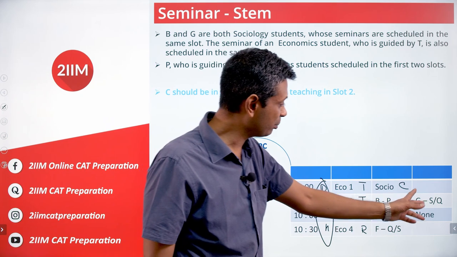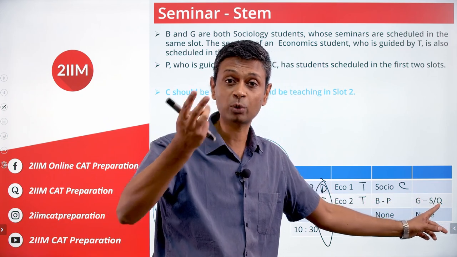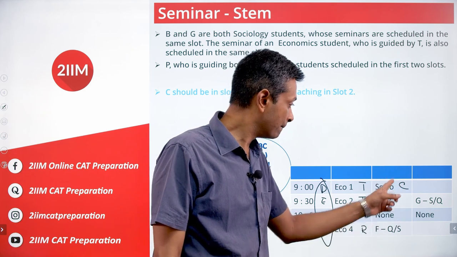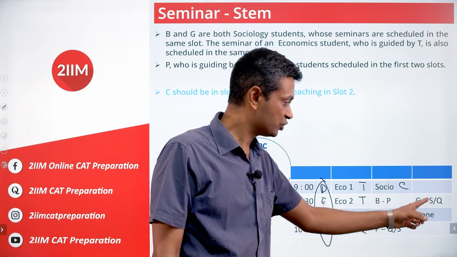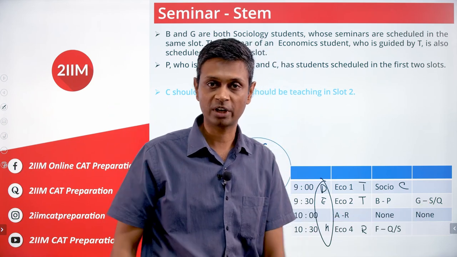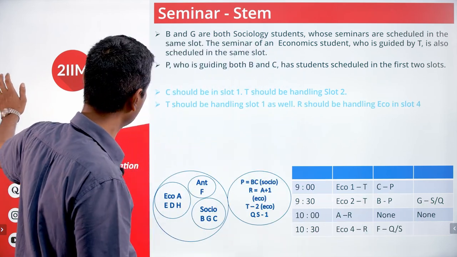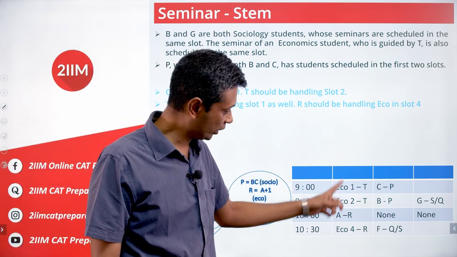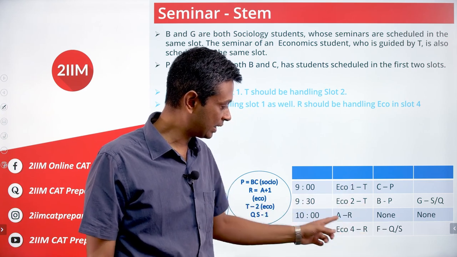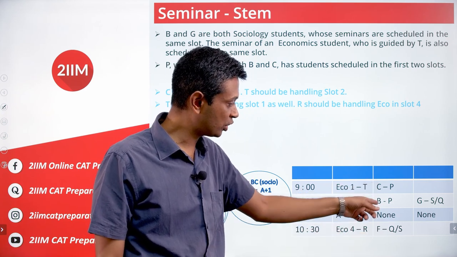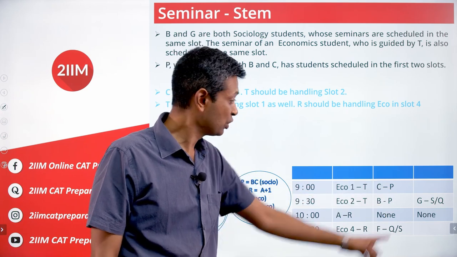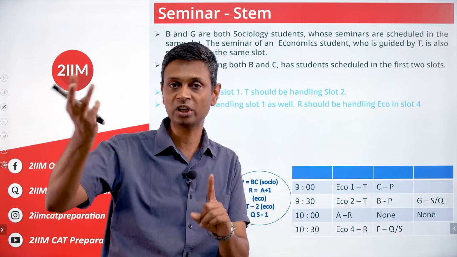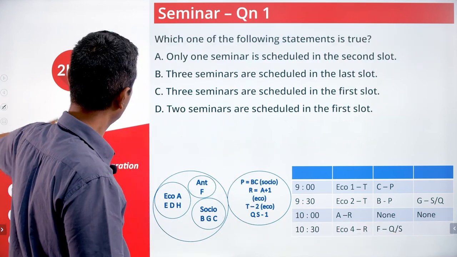We know G is mentored by S or Q, the other one, based on F. B, G, and C are sociology students. B and C are mentored by P. G, we don't know, S or Q, depending on which one F is mentored by. Fine. I don't think we can get further detail than this. I think we are pretty much covered. Eco 1 and 2 by T, Eco 4 by R, A is mentored by R, C and B sociology students under P's guidance, G is a sociology student with S or Q, F would be Q or S, the other one teaching. Yeah. Lovely.